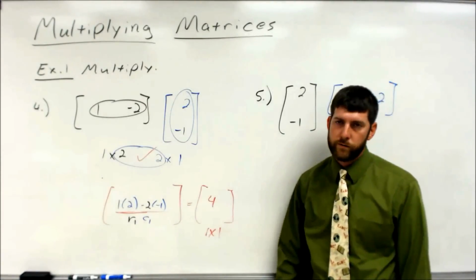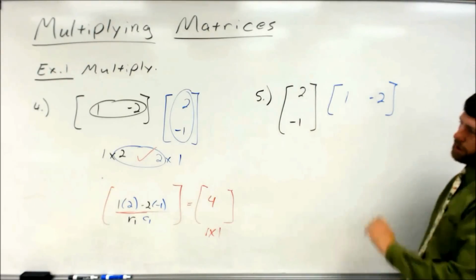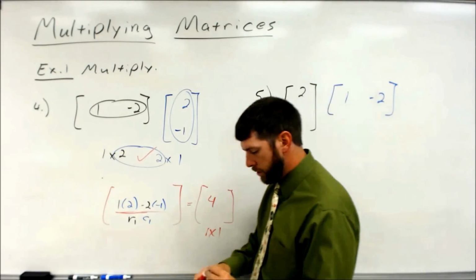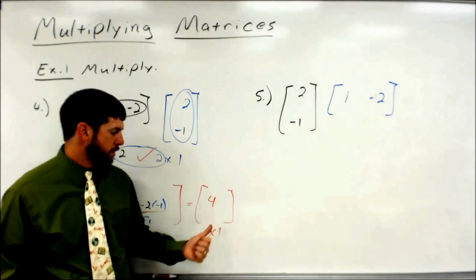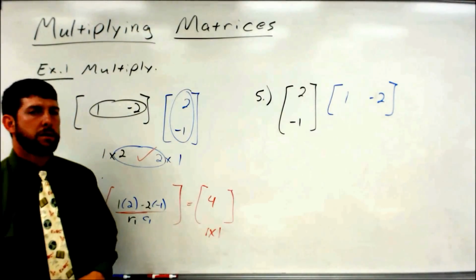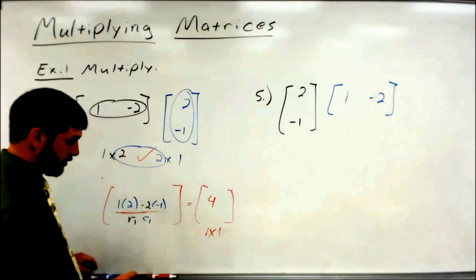Now let's change up the order of these. Let's do the 2, negative 1 times the 1, negative 2. What do you expect to happen when we change the order that we multiply the matrices in? Do we expect to get the same product, that same singular matrix?